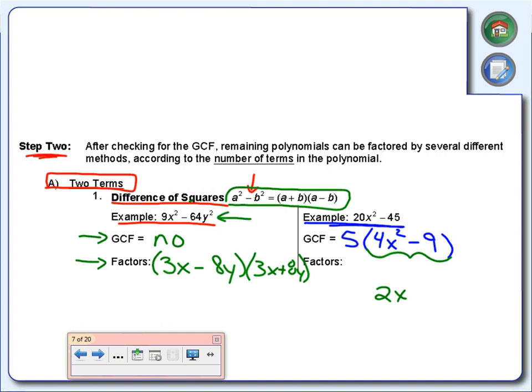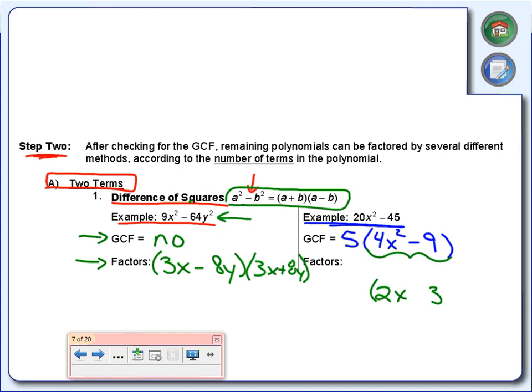Now I'm going to take the square root of the 9. The square root of the 9 is a 3. So all I've done is taken the square root of 4x squared, which was 2x, took the square root of 9, which was a 3. Now I'm ready to write the 2 factors.